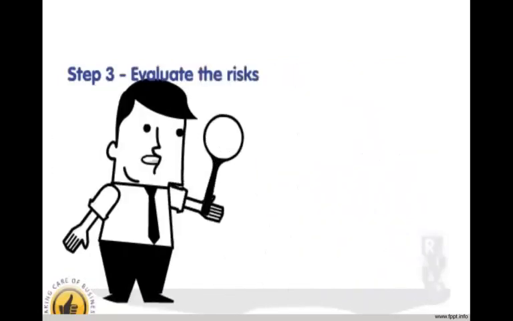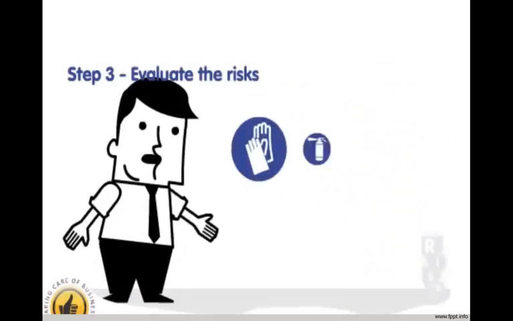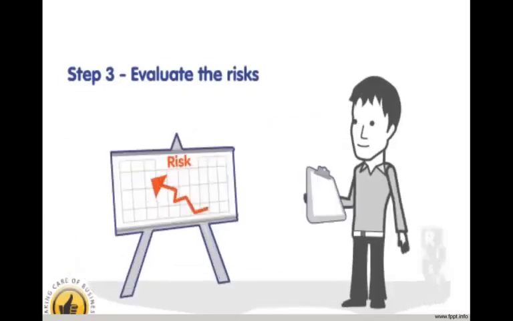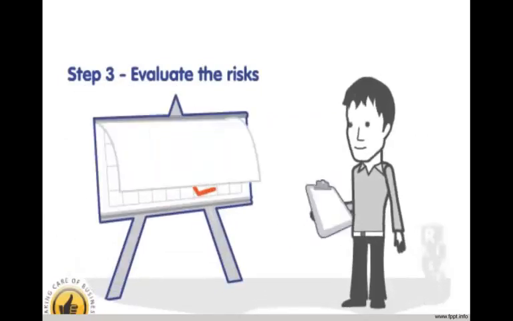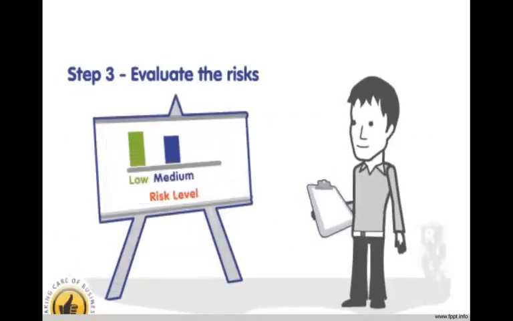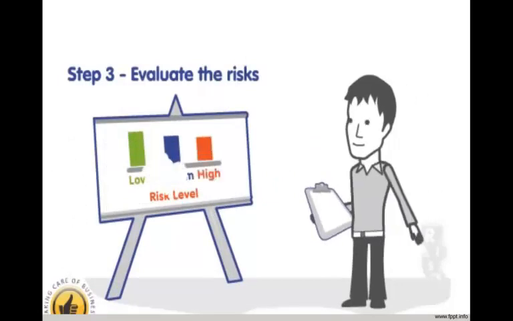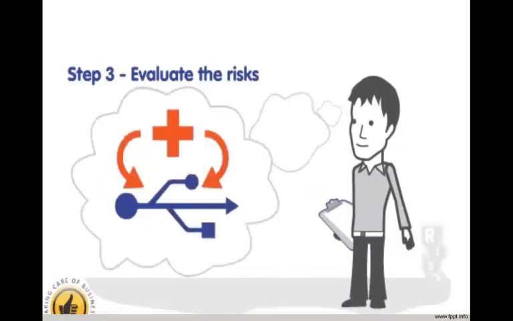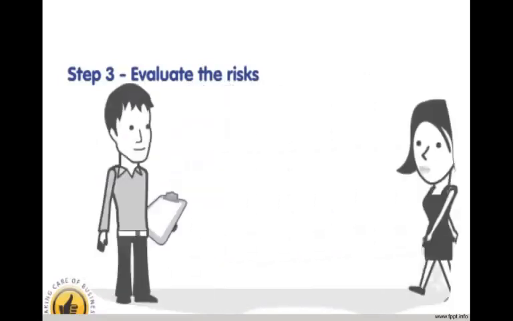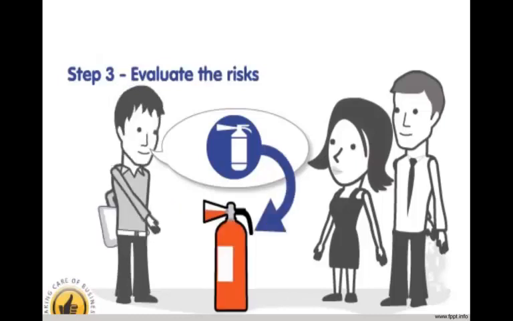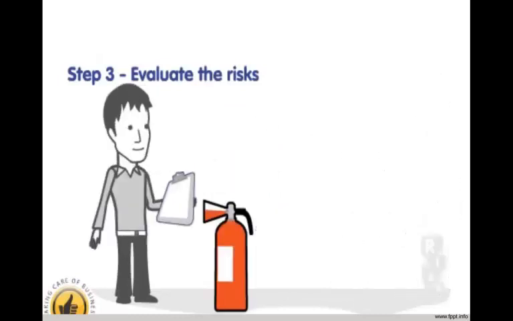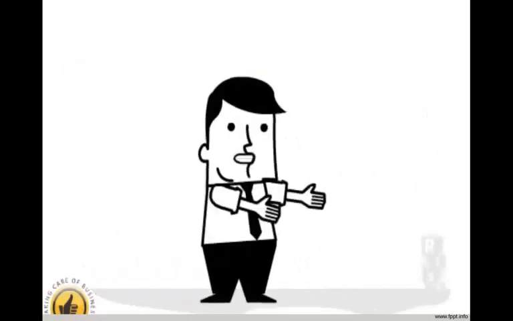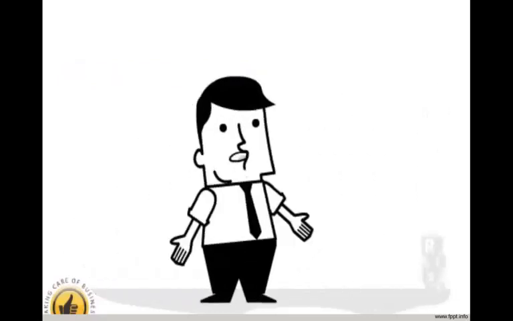Step 3. Evaluate the risks and decide whether the existing control measures are adequate or whether more needs to be done. Assess the level of risk, for example, low, medium, or high. Decide if you need to put additional control measures in place or amend the system of work. Talk to your employees and put the control measures in place. Check on a regular basis that the controls are working. You must record your findings and review your risk assessments regularly.